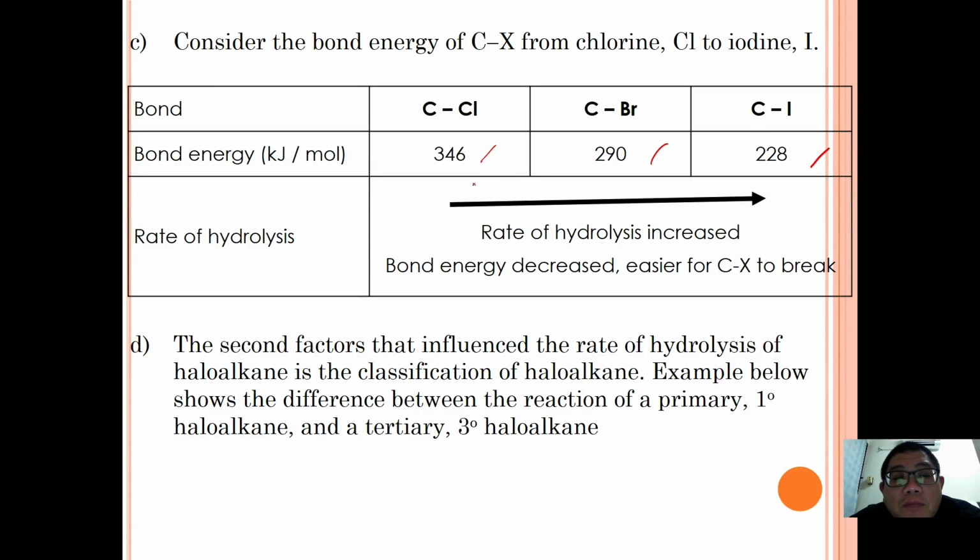As the bond energy decreases, the rate of hydrolysis increases, because when going down group 17, the atomic size becomes larger and the bond length becomes greater. Lower bond energy means it is easier for the C-X to break. The second factor that influences the rate of hydrolysis is the classification of the haloalkane. The table below compares the reaction of primary and tertiary haloalkanes and the type of mechanism that each of these haloalkanes undergoes.